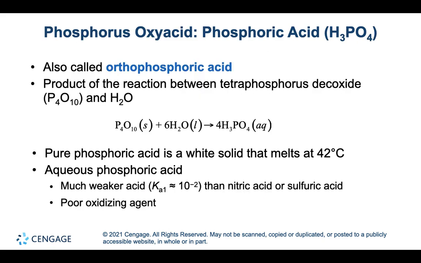Phosphoric acid, H3PO4 or orthophosphoric acid. You get that when you take P4O10 and water and you put them together, you get phosphoric acid, which is a triprotic acid. All three Kas are weak, but the first Ka is larger than the second and the third, as we remember from acid-base. Not as good of an oxidizing agent.